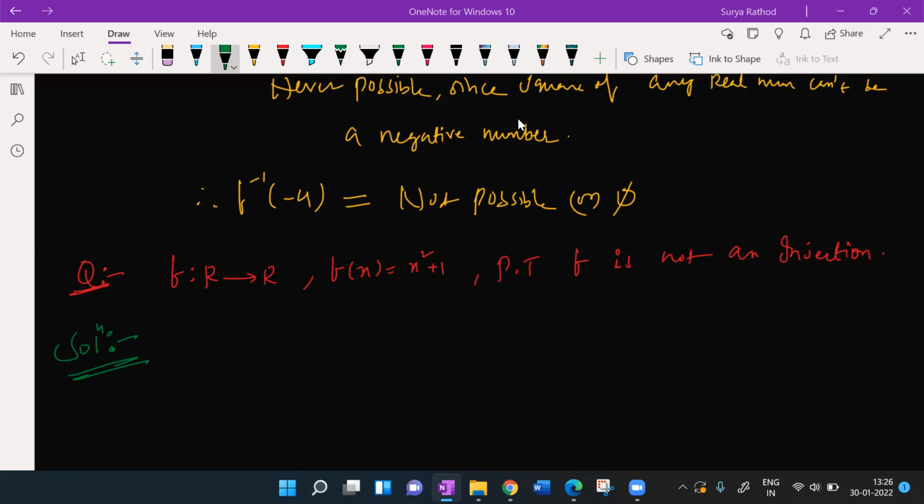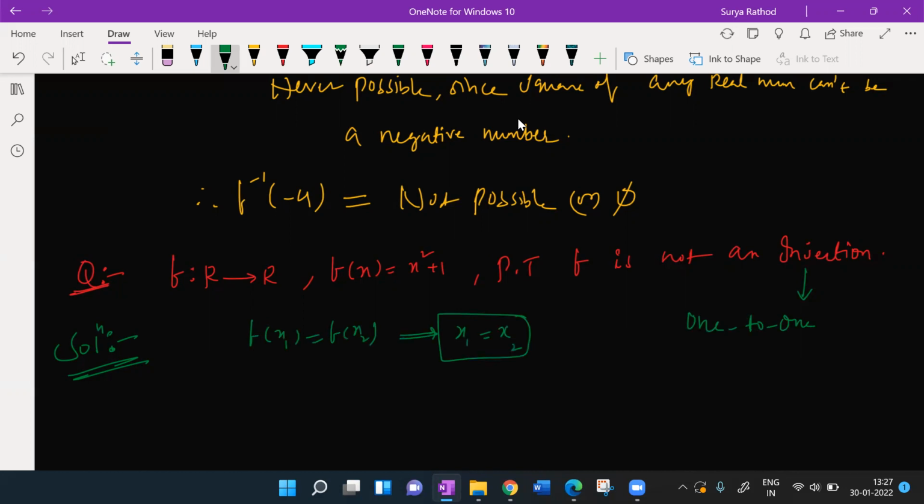Injection: f of A1 is equal to f of A2. Injection is nothing but what? A one to one function. Yes, sir. For that, what's the condition? f of x1 should be equal to f of x2, and this implies x1 is equal to x2.